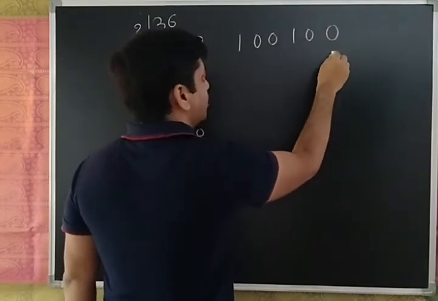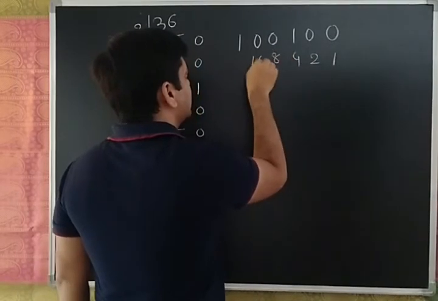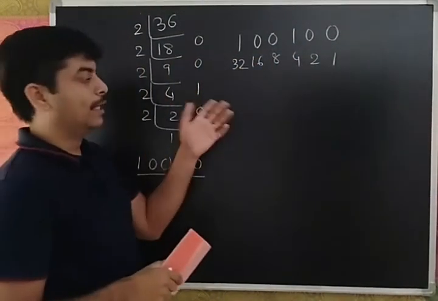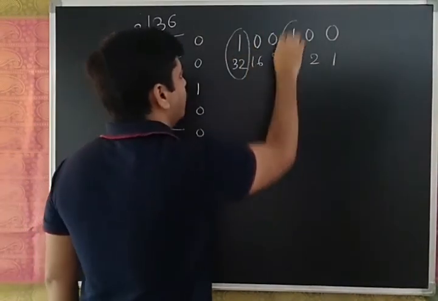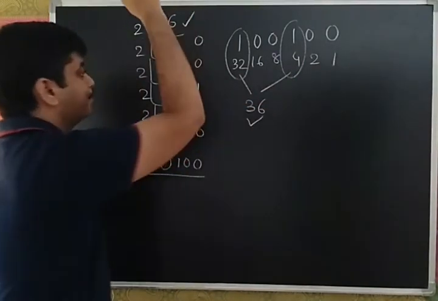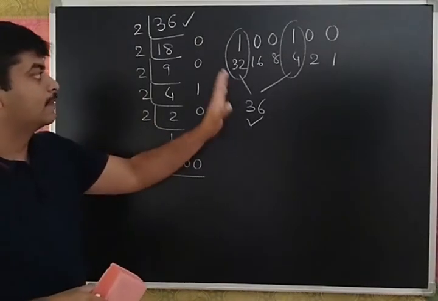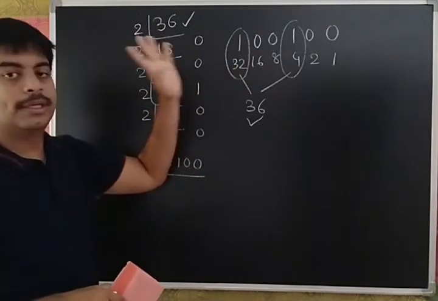This is multiplied with 2 power 0, that is 1. This is with 2, this is with 4, 8, 16 and 32. So add all the ones. Wherever we have 1, add all those numbers. That is 32 and 4. 32 plus 4 will give you 36, the same number. Clear? This is converting from binary to decimal as well as from decimal to binary.